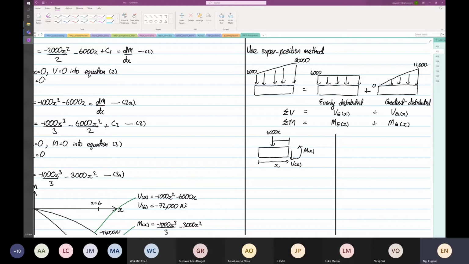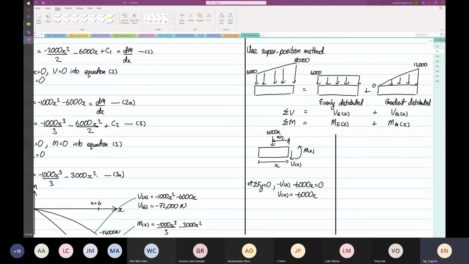And then from here to here is your x over 2, right? So we start solving this using static analysis, summation of forces in the y direction. You guys are really good at this now. So this is equal to minus V as a function of x minus by 6,000 x. The whole thing is equal to 0. V as a function of x is equal to minus 6,000 x. Yeah, that is your minus 6,000 x.